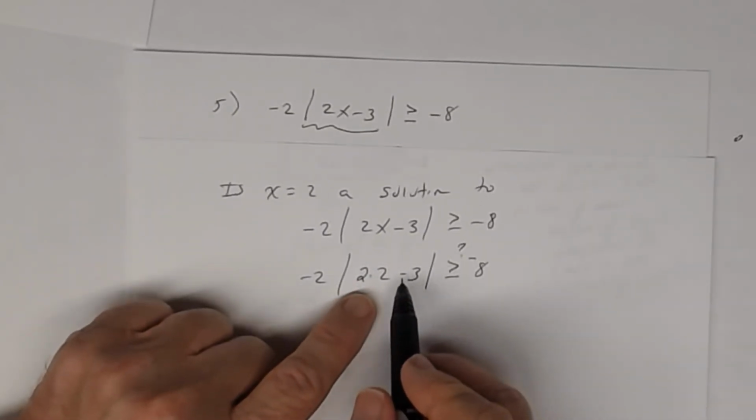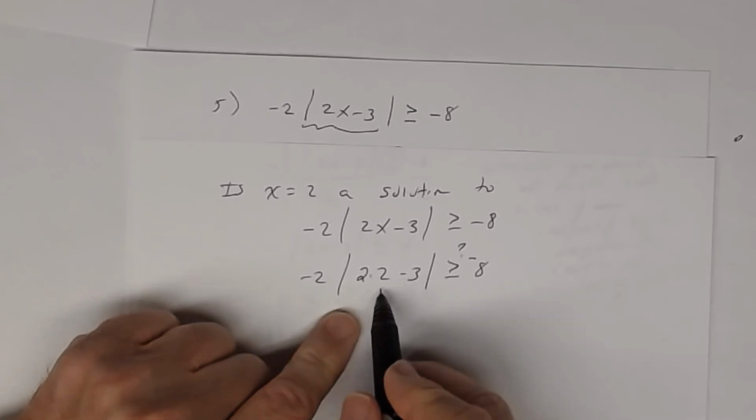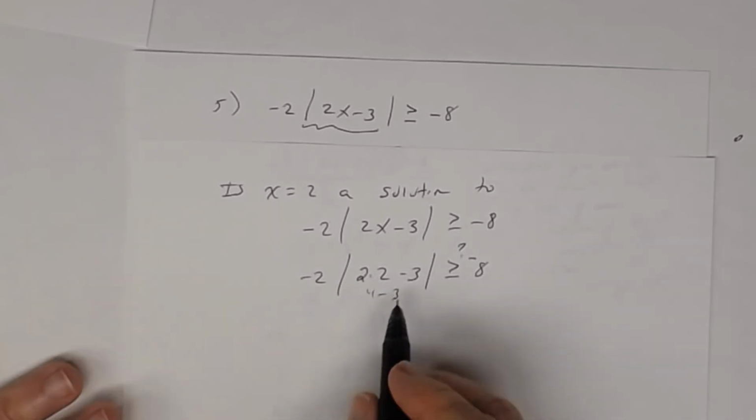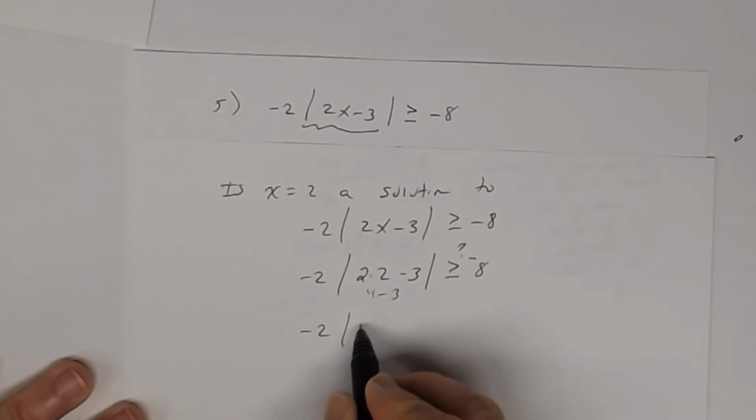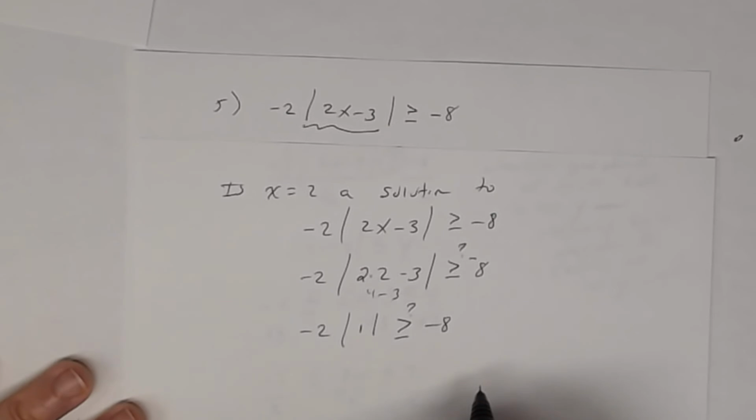Okay, let's do what's inside the absolute value bars. 2 times 2 is 4, and 4 minus 3 is 1, right? 4 minus 3, that's going to be 1. So I have negative 2 times the absolute value of 1, and I want to see if that's going to be greater than or equal to negative 8.